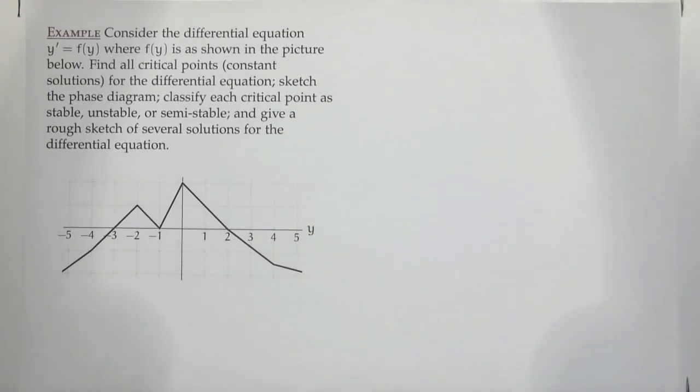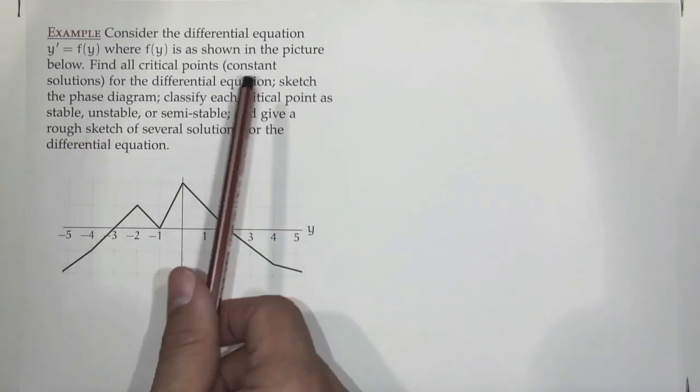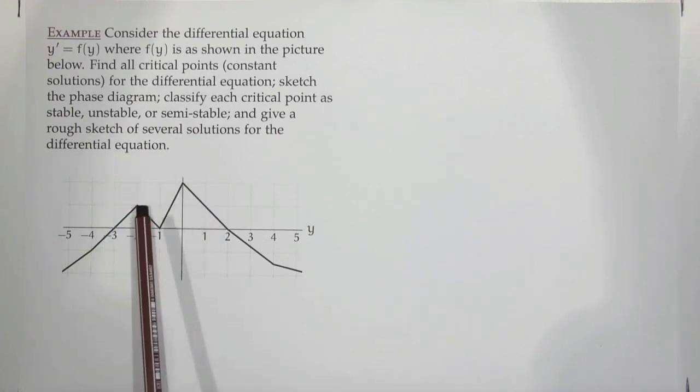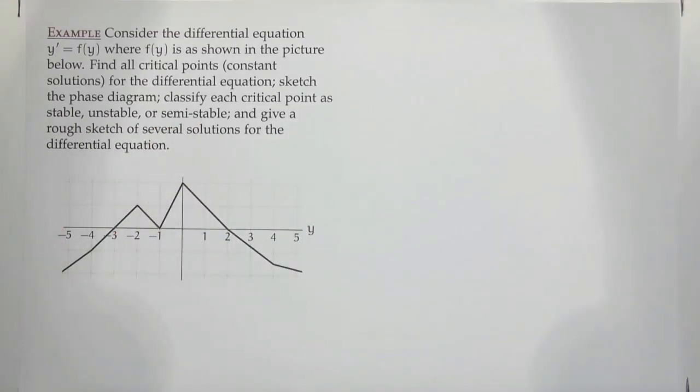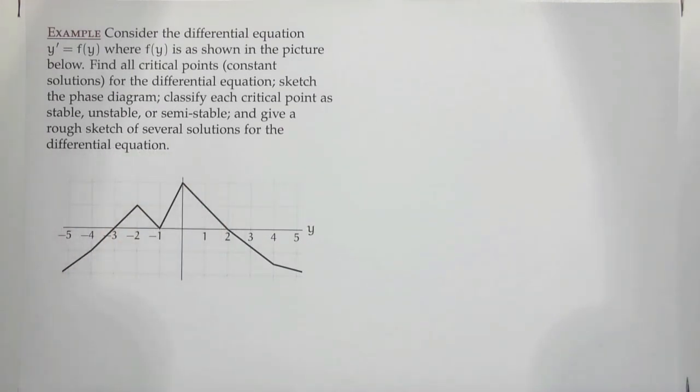Consider the differential equation y prime equals f of y, where f of y is shown in the picture below. So now you don't get a function like an algebraic expression. You have a function like a picture. Find all critical points, also known as constant solutions, for the differential equation. Sketch the phase diagram, classify each critical point as stable, unstable, or semi-stable, and give a rough sketch of several solutions for the differential equation.